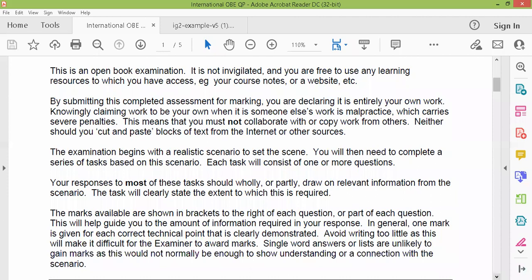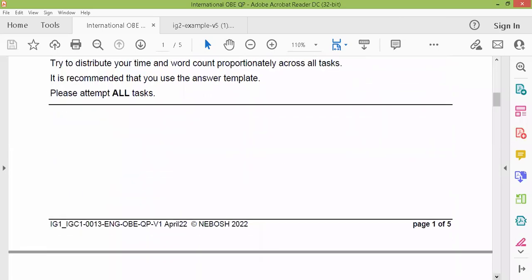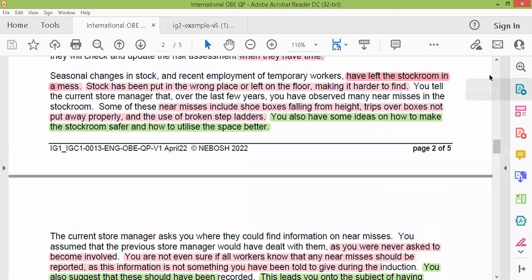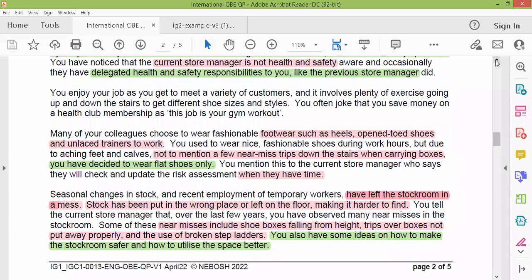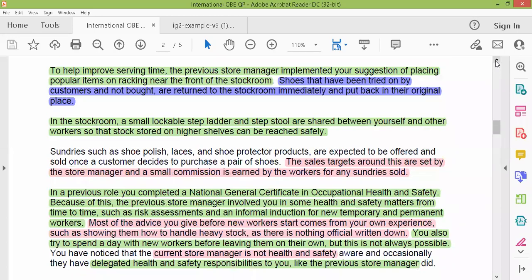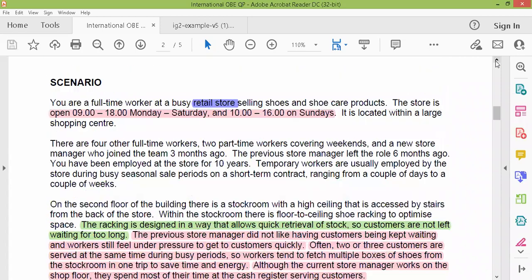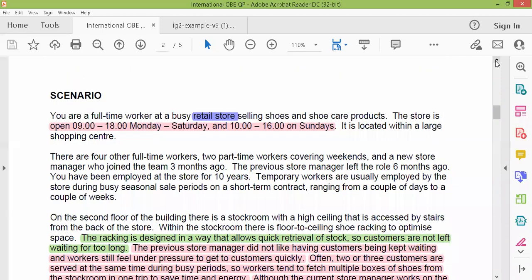So we will learn the NEBOSH scenario, which depends on a small company or one organization. In the scenario, please remember the culture of the scenario. First of all, we will highlight the culture of the scenario. We already studied in element number 3 that the culture may be negative or positive. We will highlight both the negative indicators and the positive indicators.